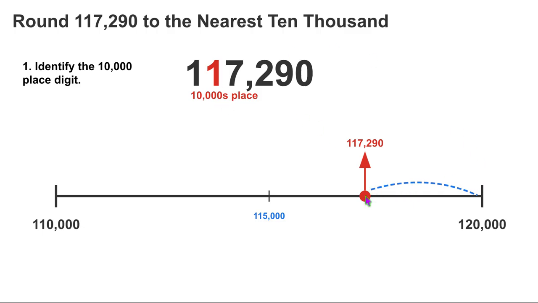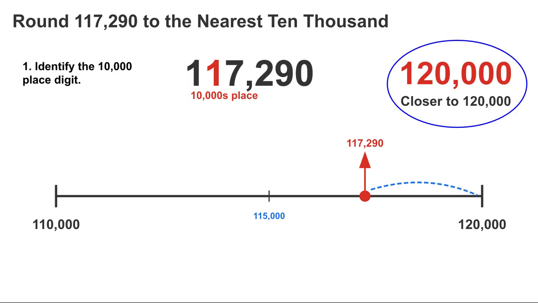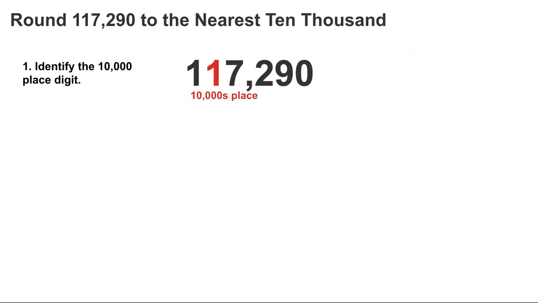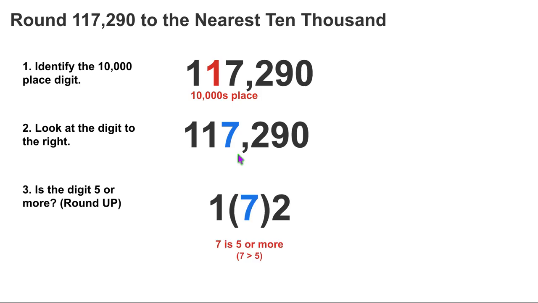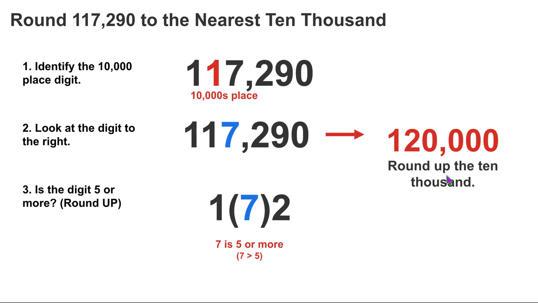And you can see that because it is much closer to 120,000 than it is to go back down to 110,000. You can do the same thing with the steps. You would identify the 10,000s place, which is the 1. You would look at the digit to the right, which is now the thousands place. And if that digit is 5 or more, you would raise the score. So we know that 10,000 is going to go up to the next 10,000, which was 120,000.